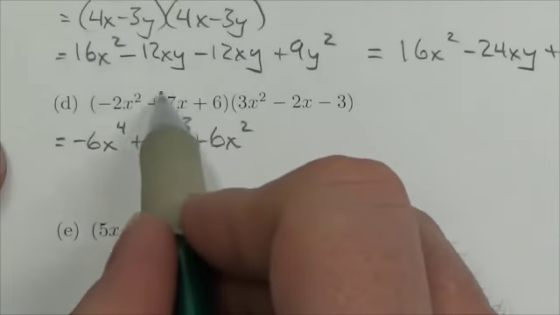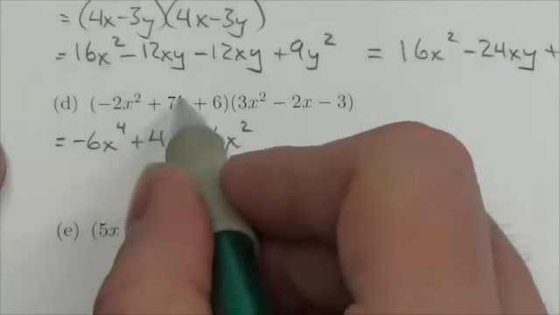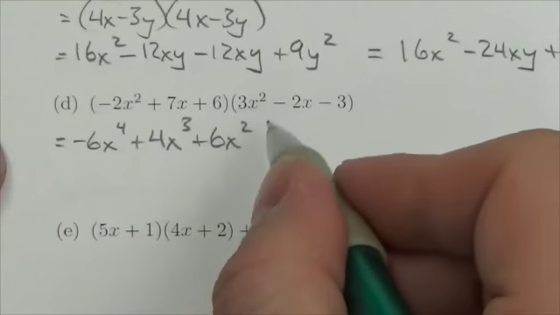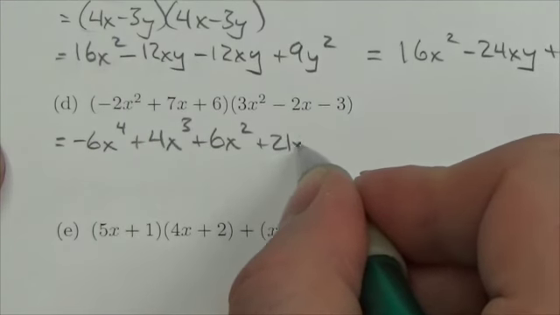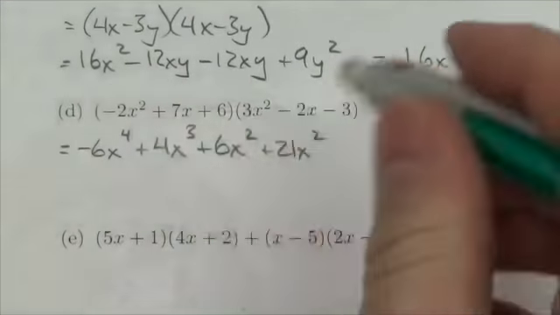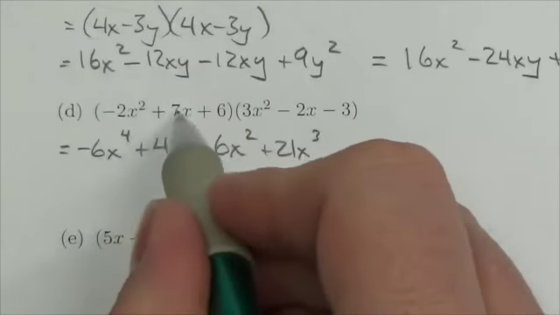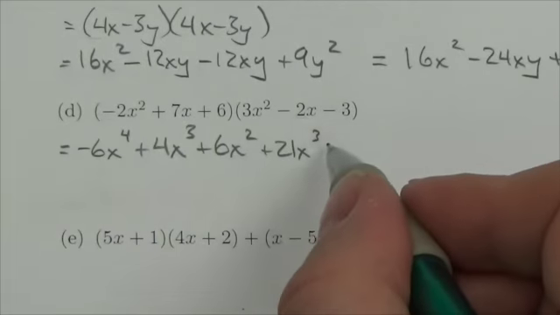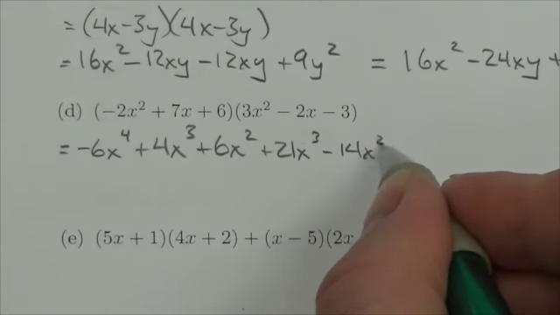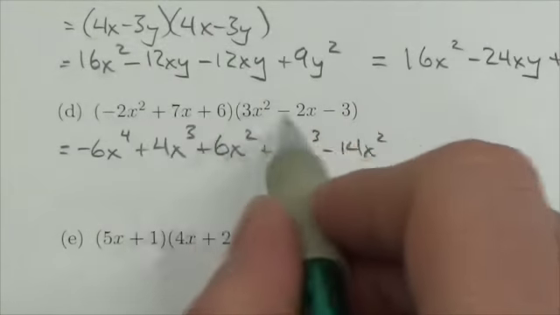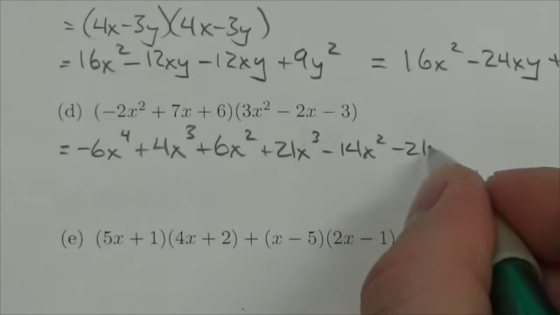Now I move on to the second term in this trinomial. 7x by 3x squared is going to be 21x cubed. 7x multiplied by negative 2x is going to be minus 14x squared. 7x times negative 3 is negative 21x.